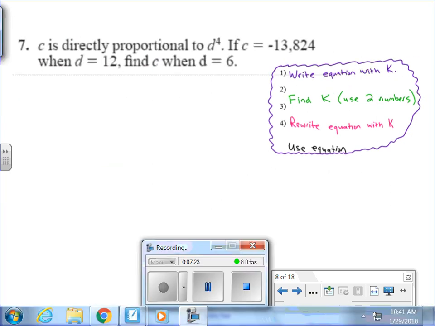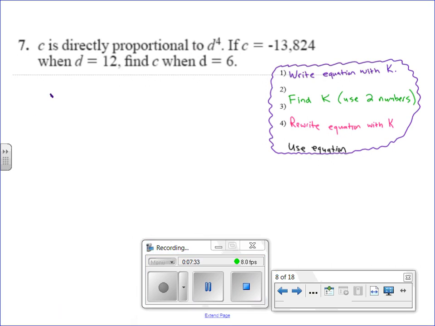All right, next problem. Let's do this one together. C is directly proportional to D to the 4th. So let's write that out in equation form. This is our first step. I call it the blue step. C is directly proportional, varies directly, same thing, to D to the 4th. That completes your blue step.